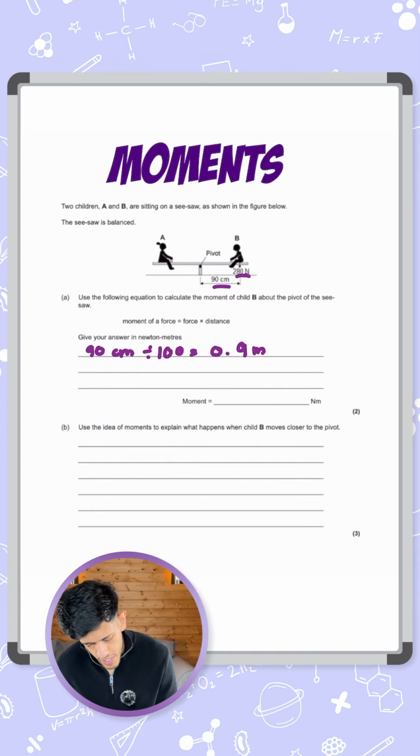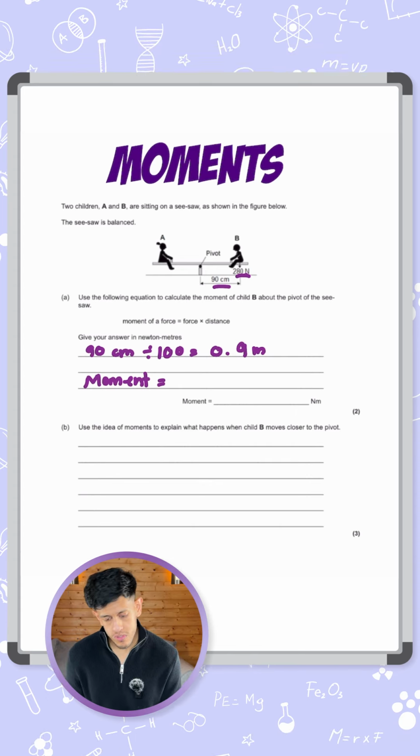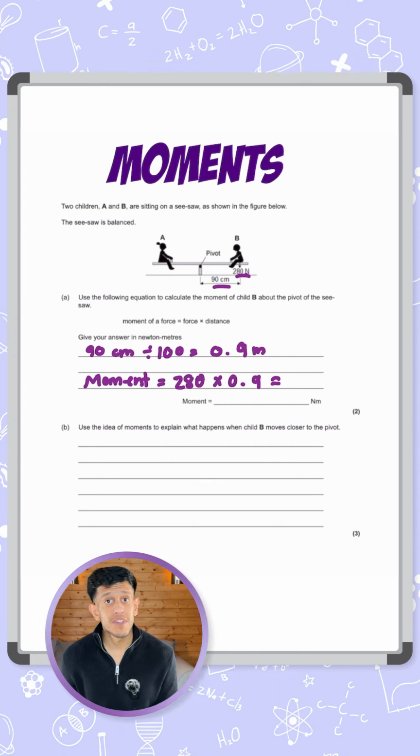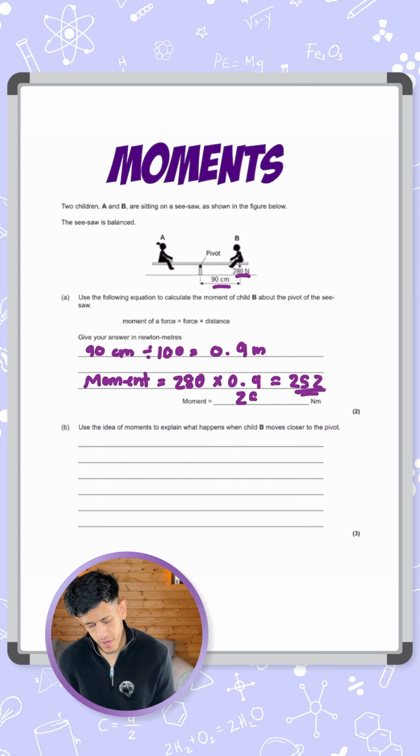So we just use the equation, moment equals force times distance. So that equals our force of 280 newtons multiplied by the distance of 0.9, which gives us an answer of 252 Newton meters. So that goes in my box there.